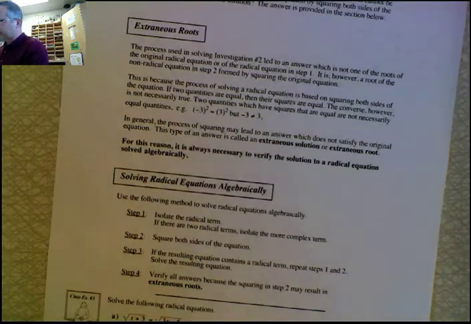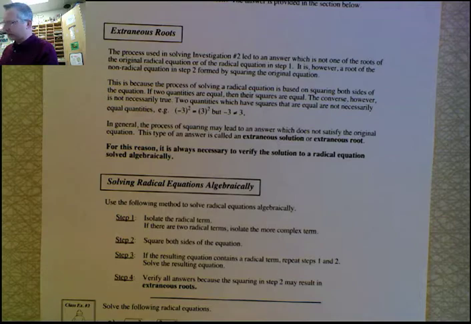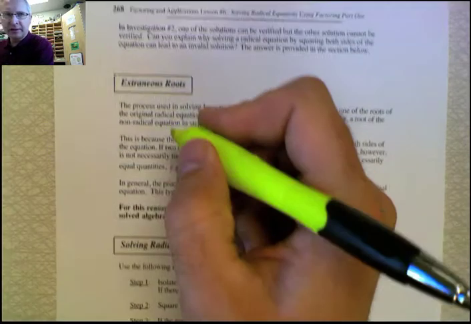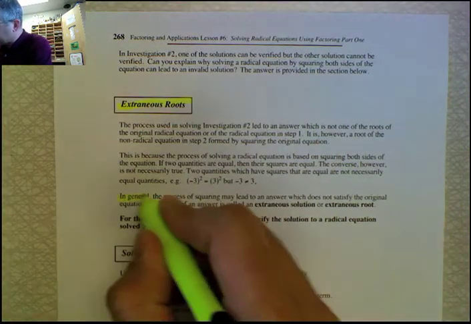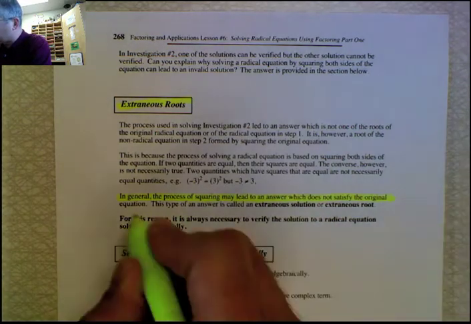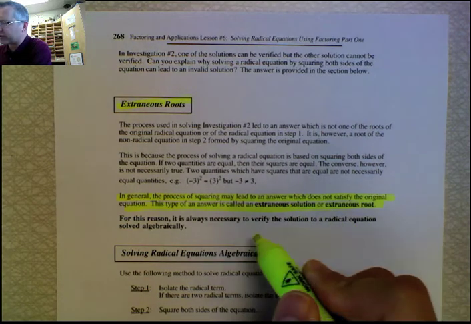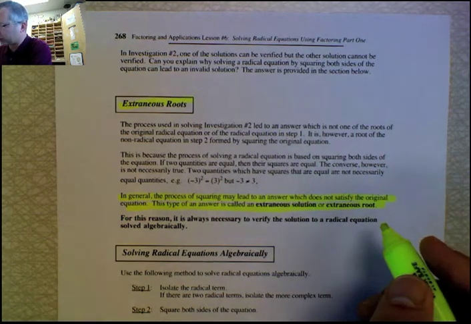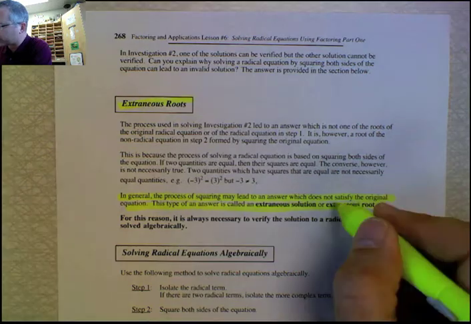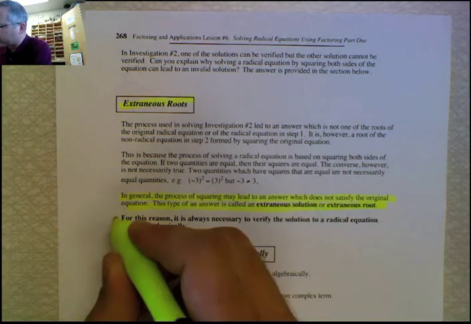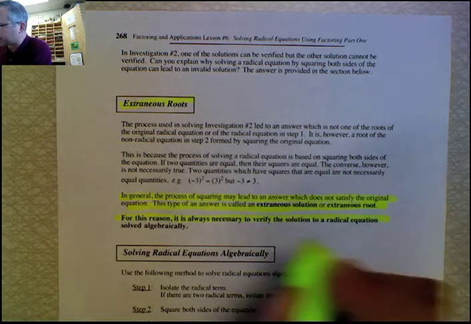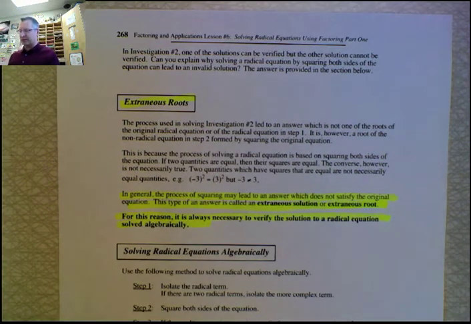Okay, so basically, what you need to know about extraneous roots is that sometimes when you square the equation, it may lead to an answer which does not satisfy the original equation. So that's called an extraneous solution or an extraneous root. For this reason, it's always necessary to verify your equations algebraically. So you have to check your answers. If you don't check your answers, you're going to end up with solutions that don't work.